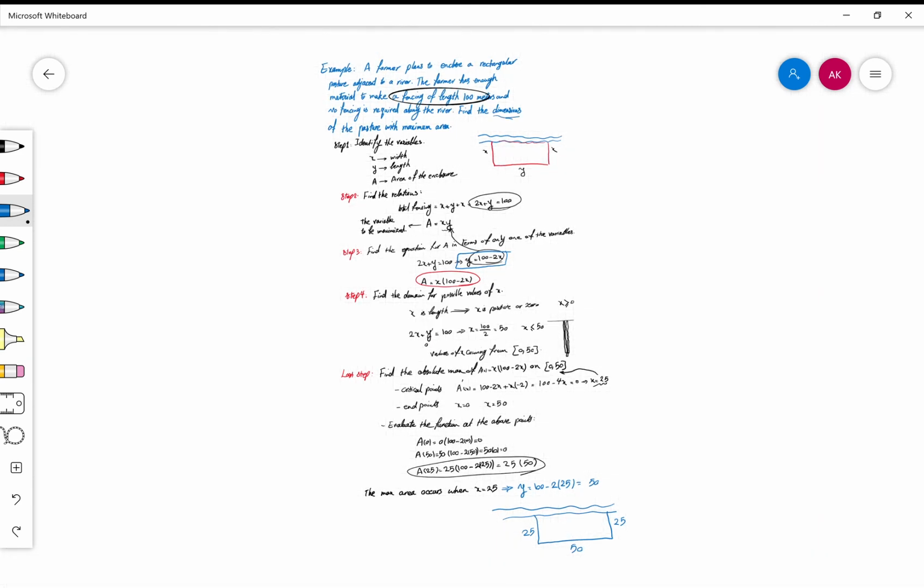Remember again, there are two important points. One is the modeling. The other one is finding the max.